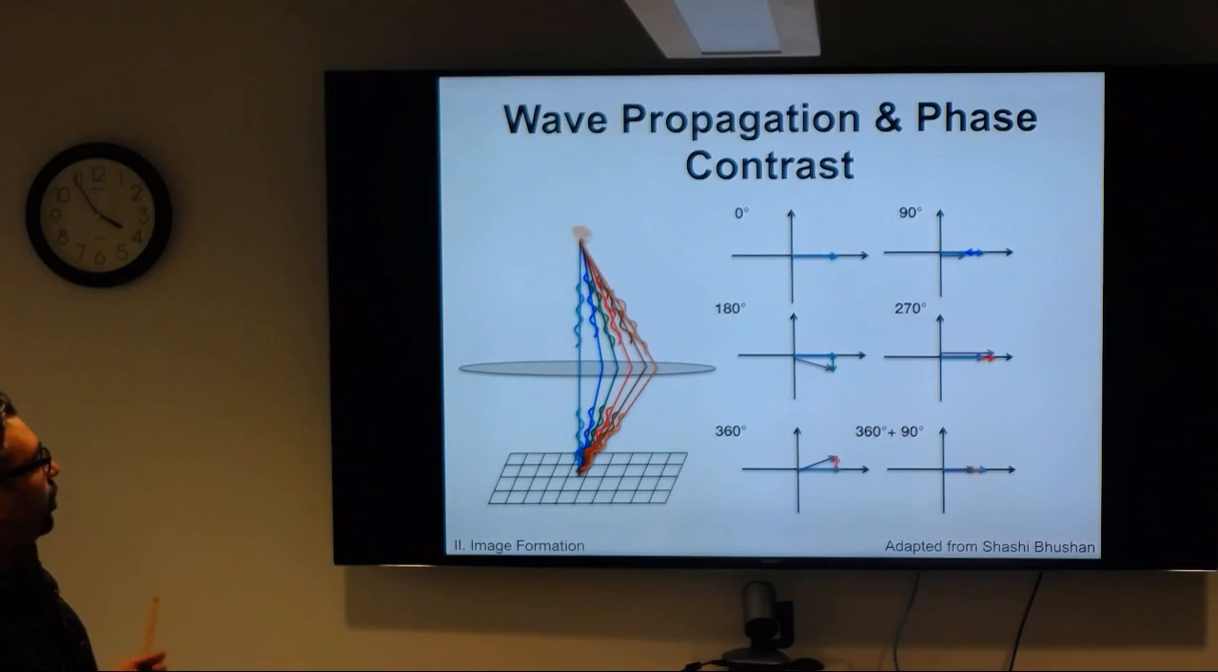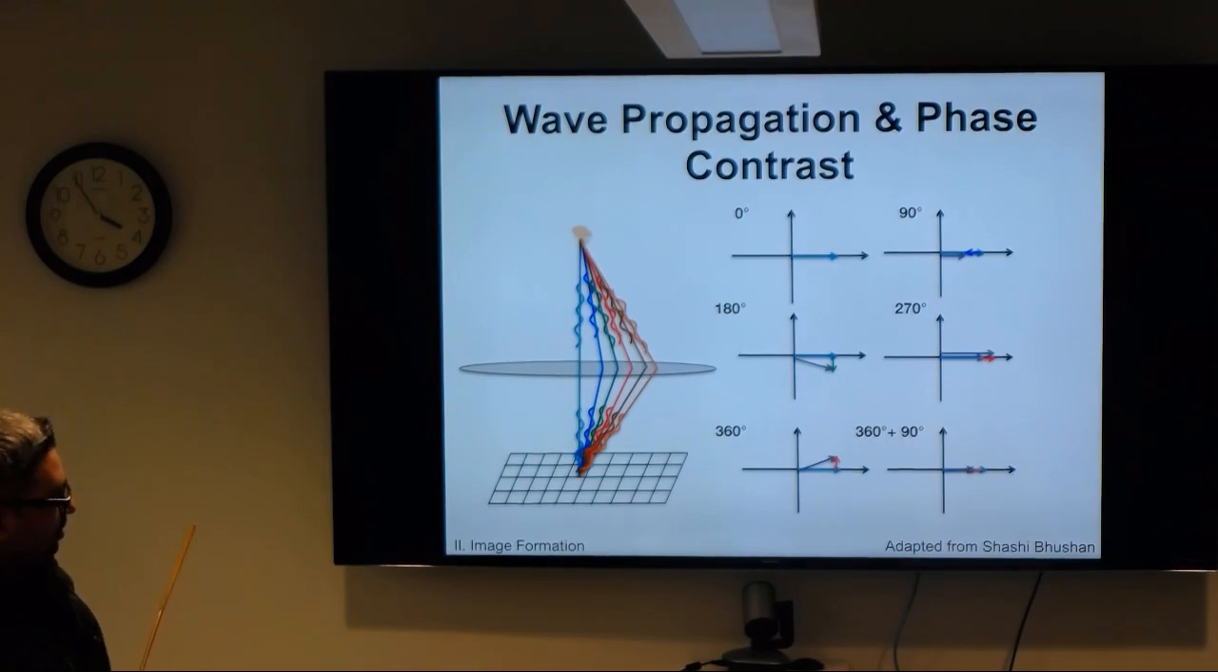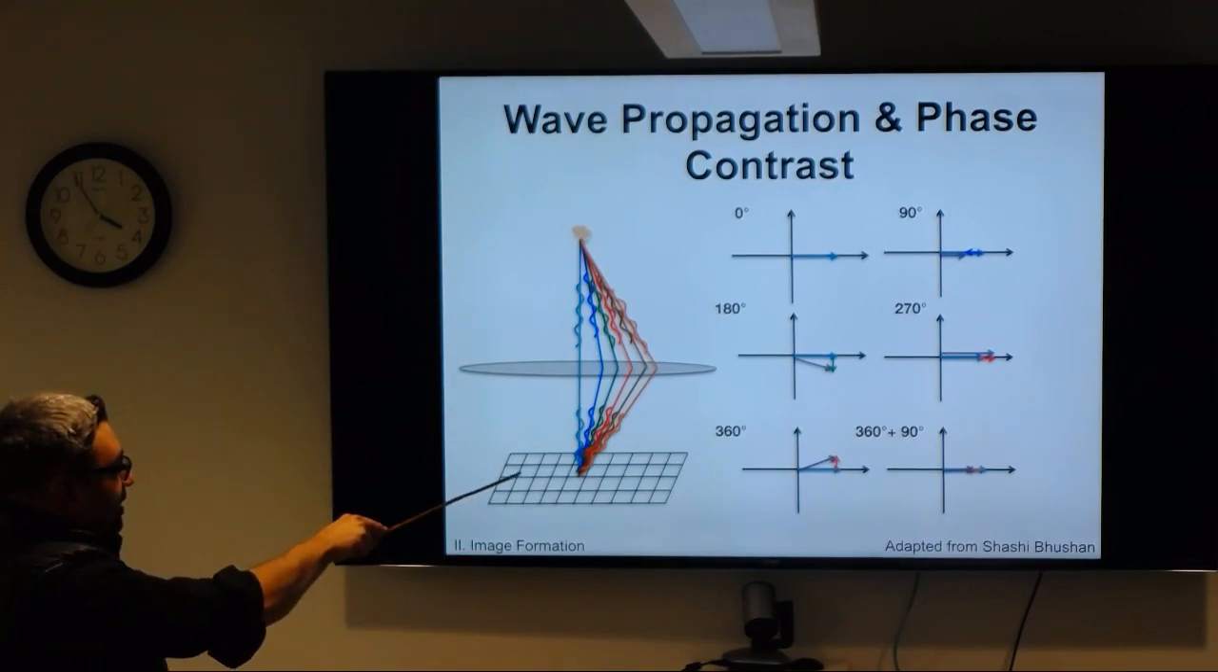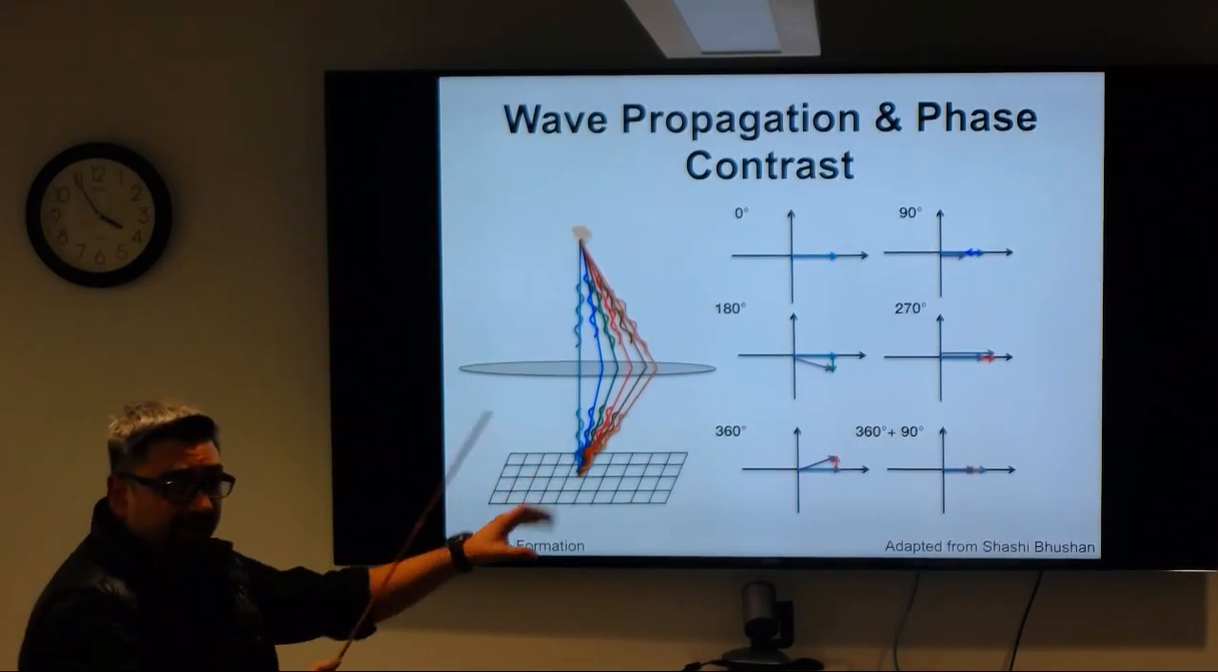Okay, so what about wave propagation and the phase contrast? So we have our specimen, okay? And Grant Jensen used this example of an orchestra. You have the beam which comes down and doesn't interact at all, right? So 0 degrees. This is the Argand diagram.